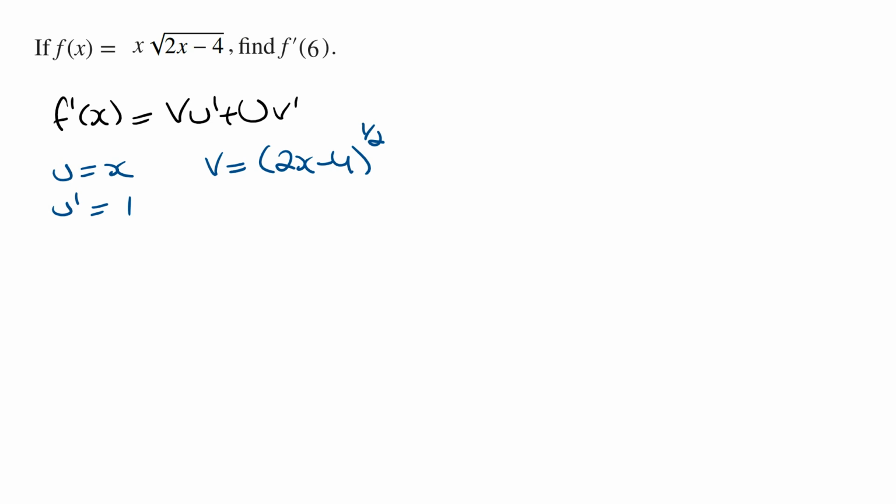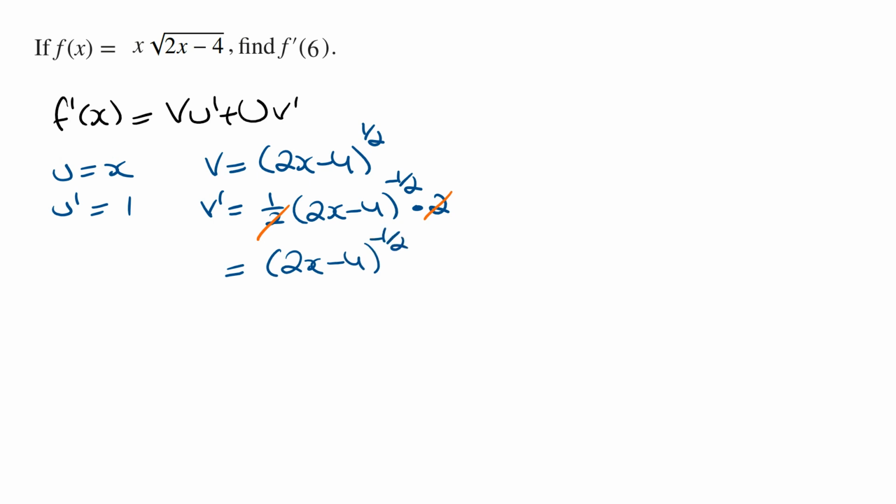From here, we need to use the quick chain rule method to derive this, and so we're going to get v dash is equal to the derivative of the outside function, which is a half times 2x minus 4 to the power of minus a half, multiplied by the derivative of the inside function, and so this is going to be multiplied by 2. And so this 2 and this 2 will cancel out, and so v dash is going to equal 2x minus 4 to the power of minus a half.